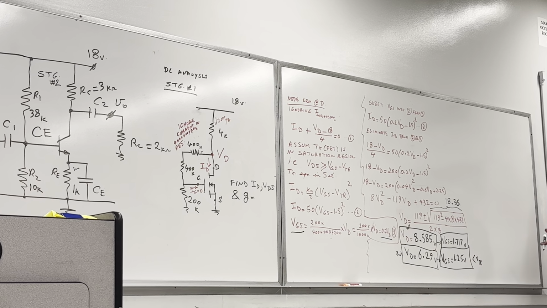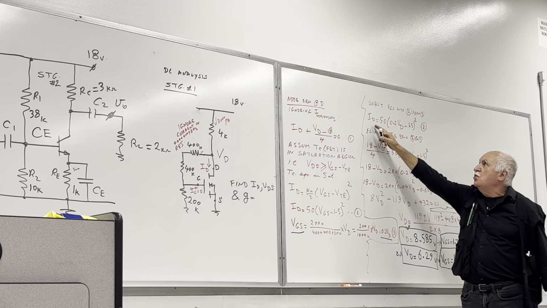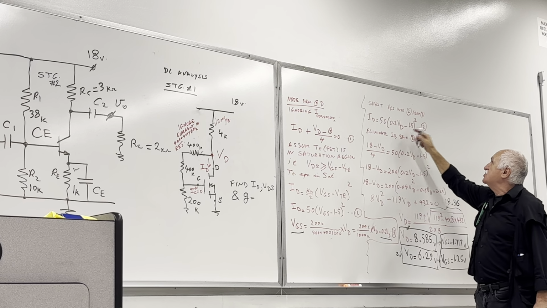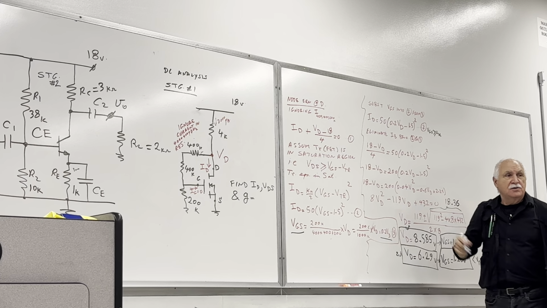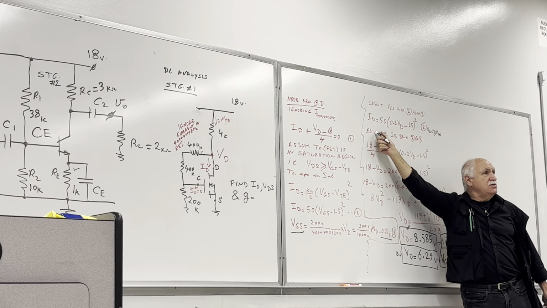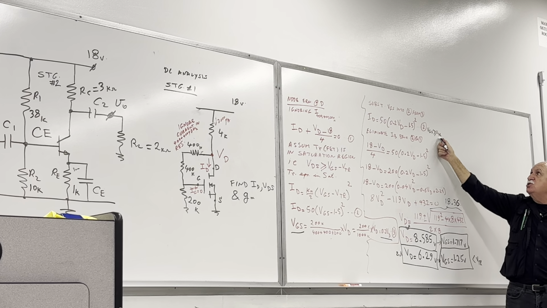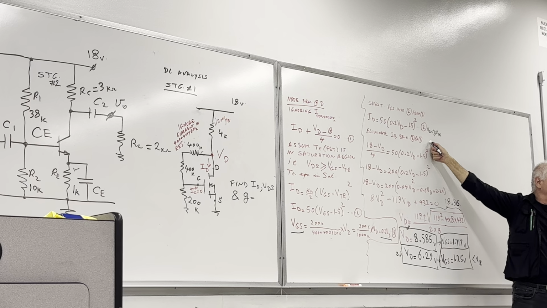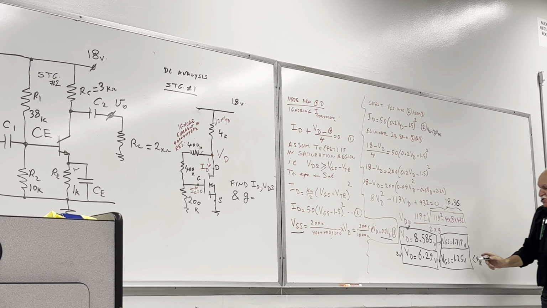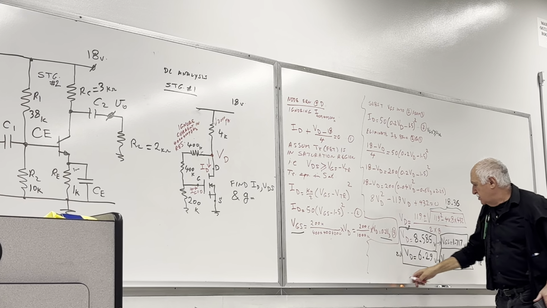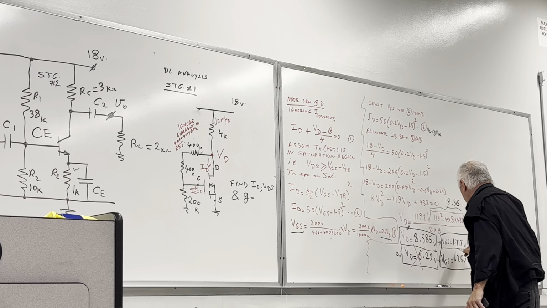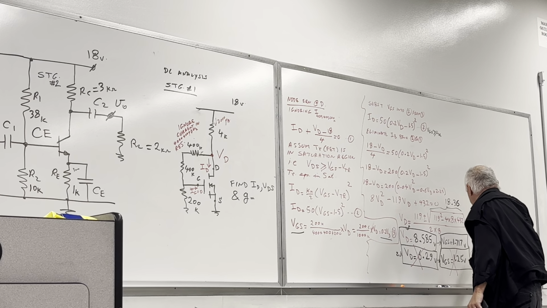Less than the threshold, ID is automatically 0. It doesn't even exist because the actual curve, this equation, is only valid if VGS is greater or equal to VTH. Otherwise, that equation is equal to 0 if VGS is less than VTH. So this is not a valid solution. That one and this one, because of that.